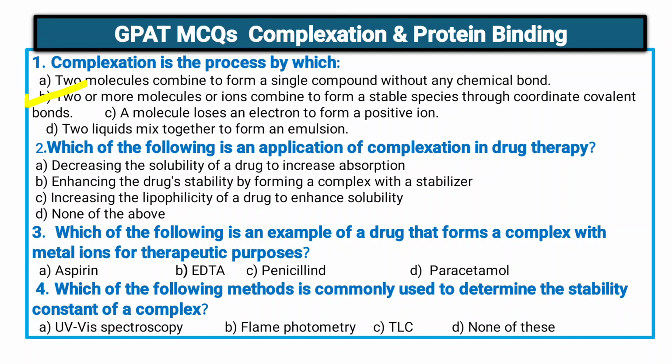Lewis acid-base theory, I have heard about in first year. So proton donor, base acceptor. Donor accepts, donates, that is the phenomenon. When two or more molecules or ions combine to form a stable complex through coordinate covalent bonds, that is called complexation. Complexation means formation of a complex between two molecules or ions.